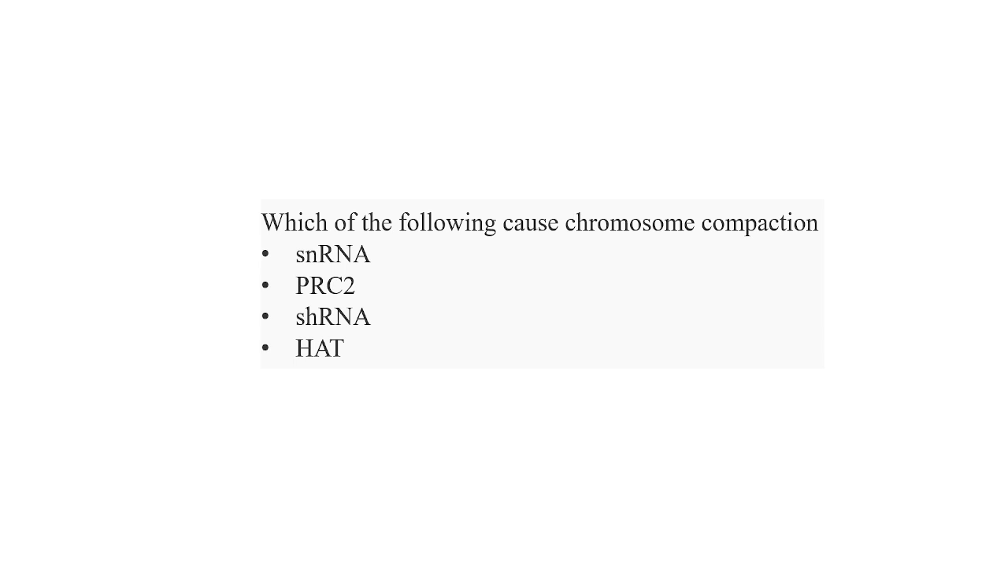So the correct answer is PRC2. How is it the correct answer? PRC2 basically causes the chromosome compaction. So PRC2 adds the methyl group to histone H3 at the lysine 27, and this repressive histone mark leads to chromatin compaction and gene silencing.